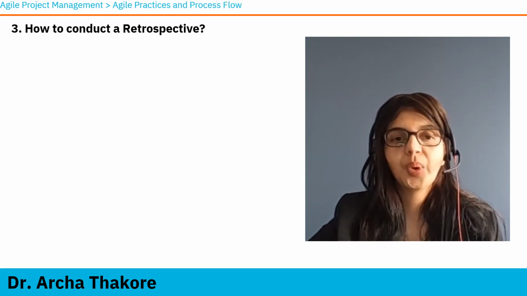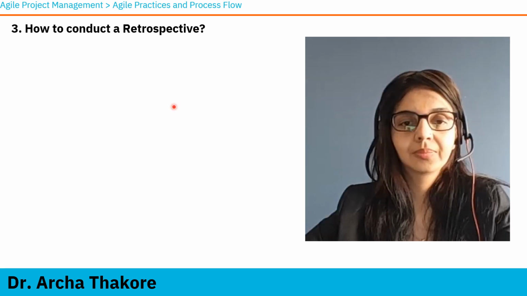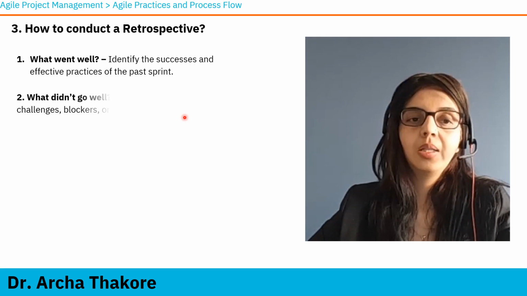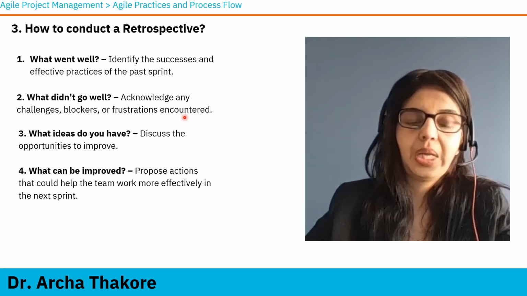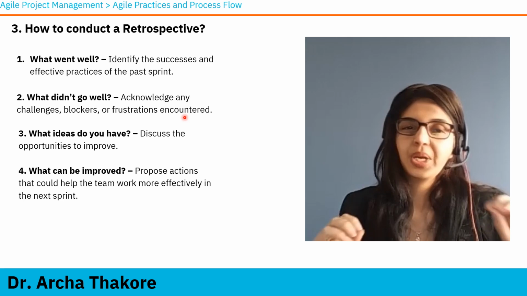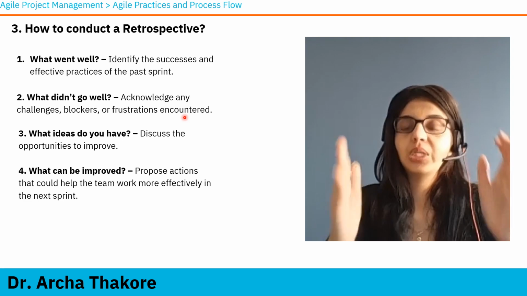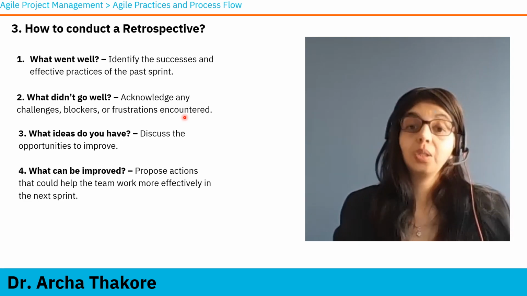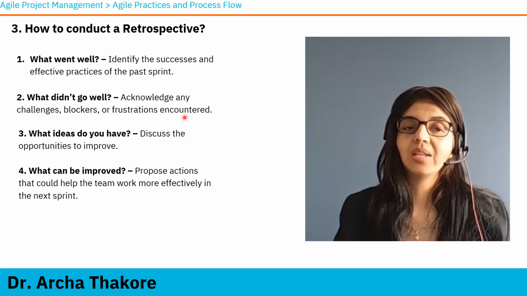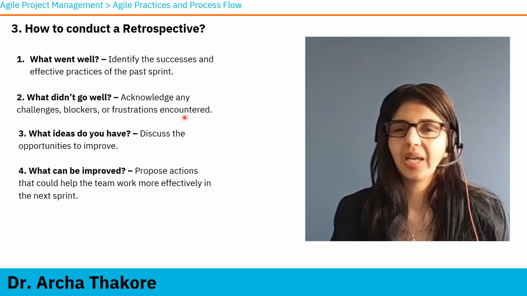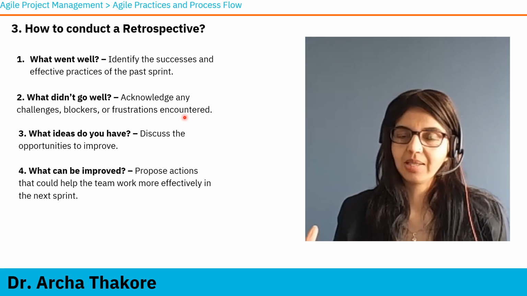Okay, now the most important part, how a retrospective is done. So let's take a look. There are 4 prompt questions which we ask during the retrospective. Now, the questions, the verbiage may vary as per the teams, but the spirit remains the same. So, first we talk about what went well. What were the good parts of the sprint? What did we achieve? What didn't go well? Acknowledge any challenges, blockers, frustrations, or any negative feedback that we received from the stakeholders. What didn't go well? So we are just gathering data by asking these 2 questions.